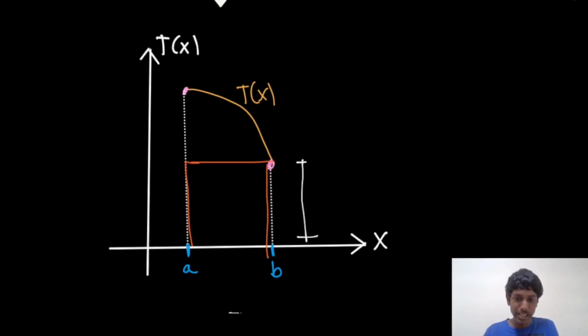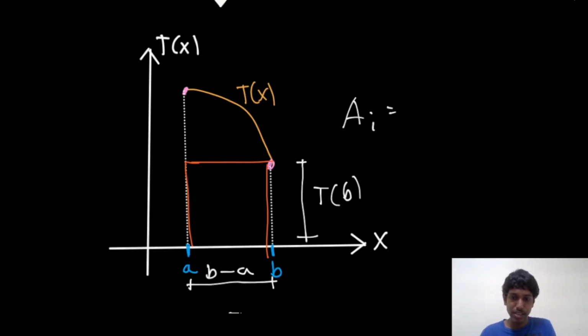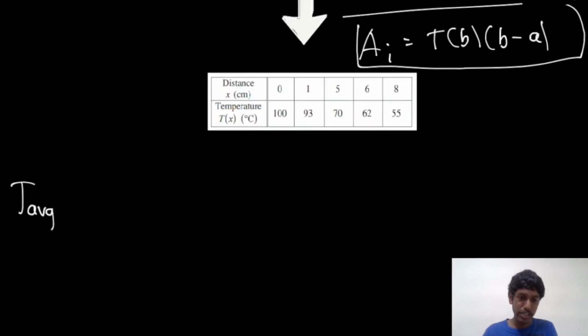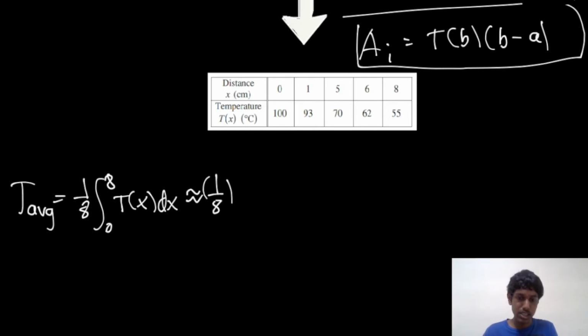And that shape is just a rectangle, so we can just do base times height. The height will be T of b, and the base, just like the trapezoid, is b minus a. So then the area of your single area element would just be T of b times b minus a. So then you just do this a whole bunch of times. Now we will once again calculate the average, which this is the exact expression for it, but we're going to approximate it. And in here will be our approximation for this integral. So we can start calculating this.